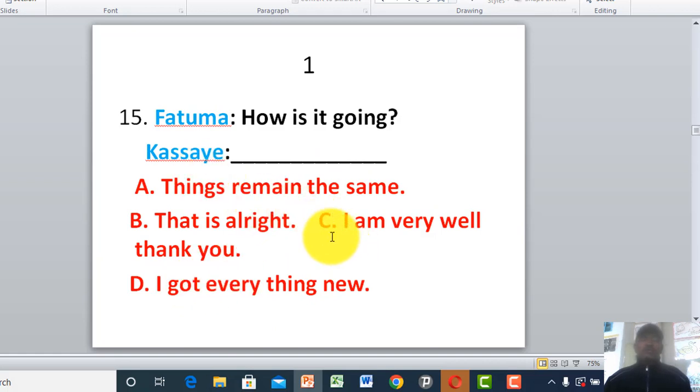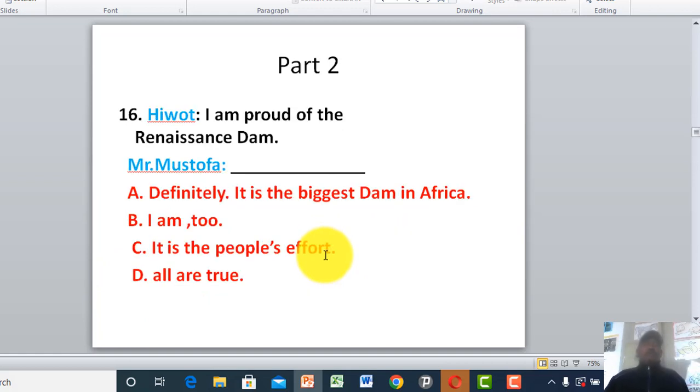So from this one, see the right answer. How are they going means, I'm very well, thank you. No, I'm not very well, thank you. But A, B, and D are not the correct answer for this dialogue. So this is a kind of greeting question, right? That's a kind of greeting question. Fine.